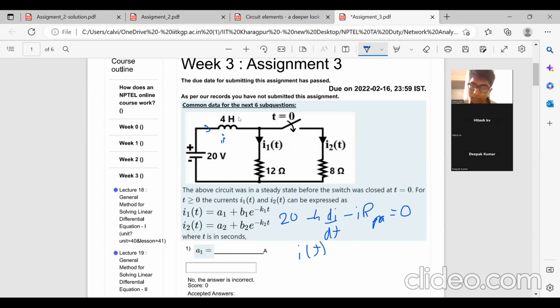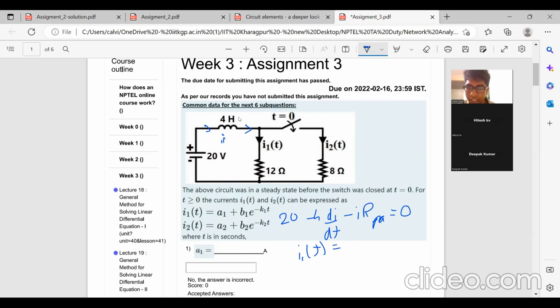Now you got this value of I, I'll get the value of I2. Then you have to just apply that. There are two currents, I1 of t and I2 of t. This is the current I of t we have found from using the differential equation. Now you want to find I1 of t as well as I2 of t. So it is simple.